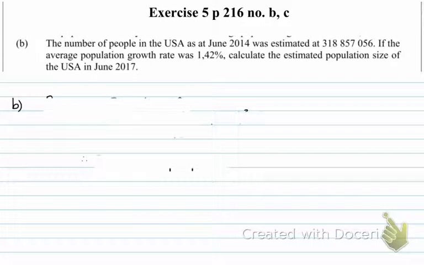Alright, so we are working with population growth, therefore I use that formula. So the present population is that 318 million. I will be 1.42%, which you can put in the place of I as a fraction or a decimal. And N will be 3 years because it's 3 years from June 2014 until June 2017.